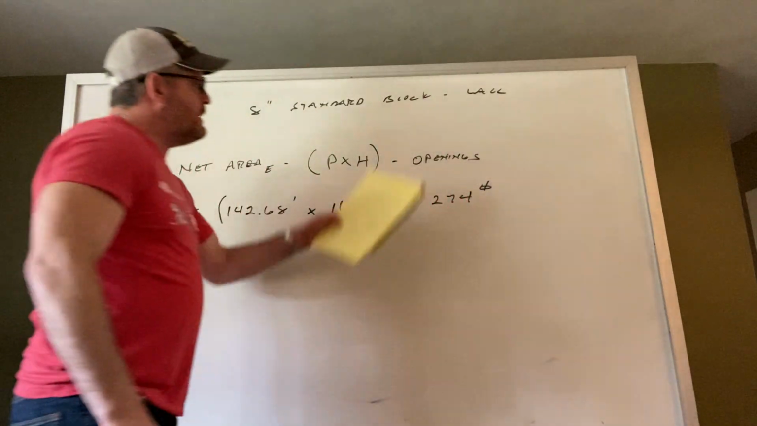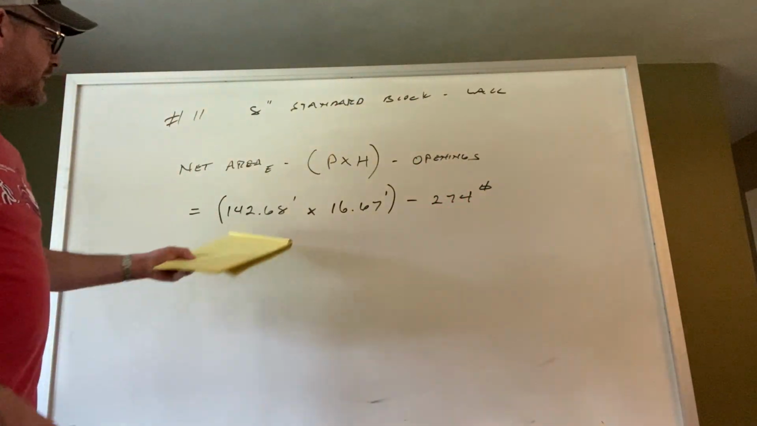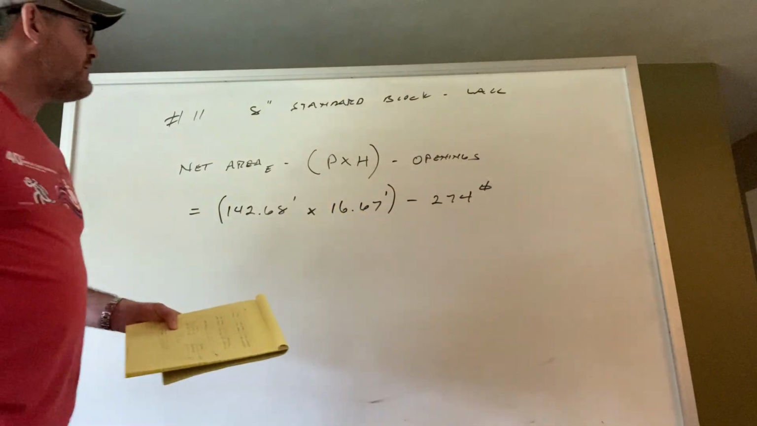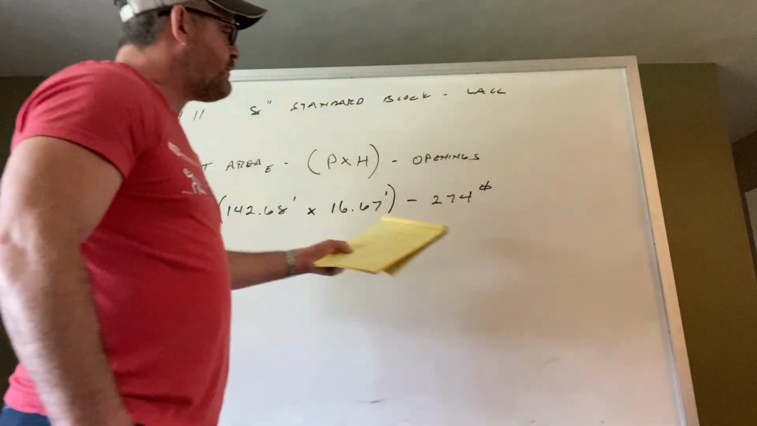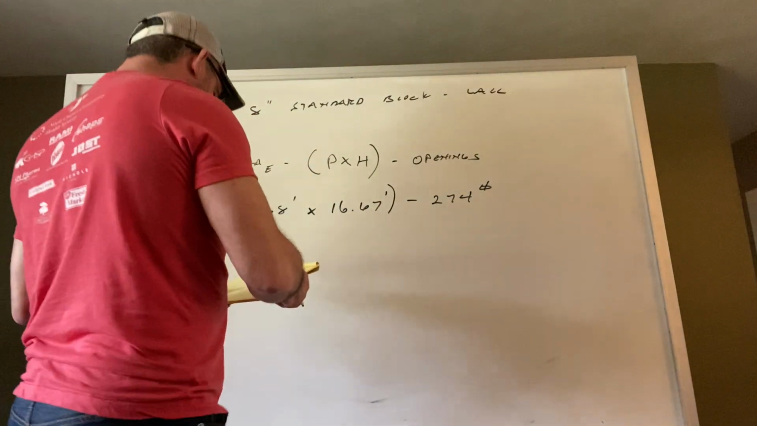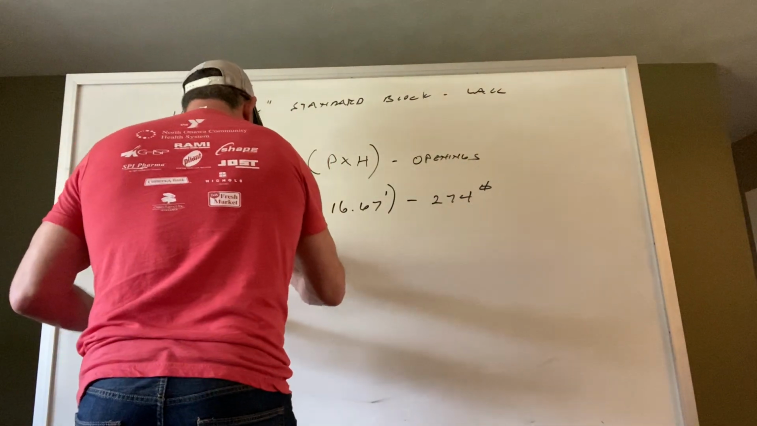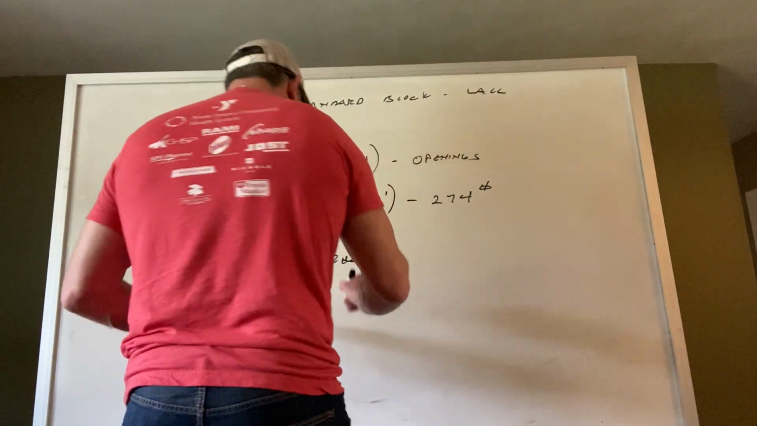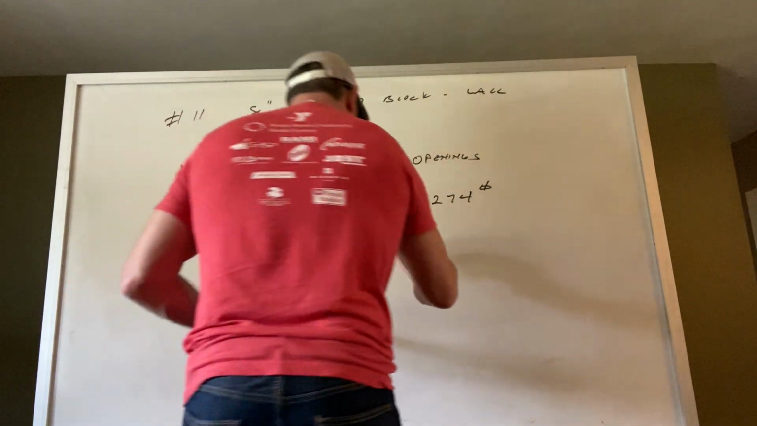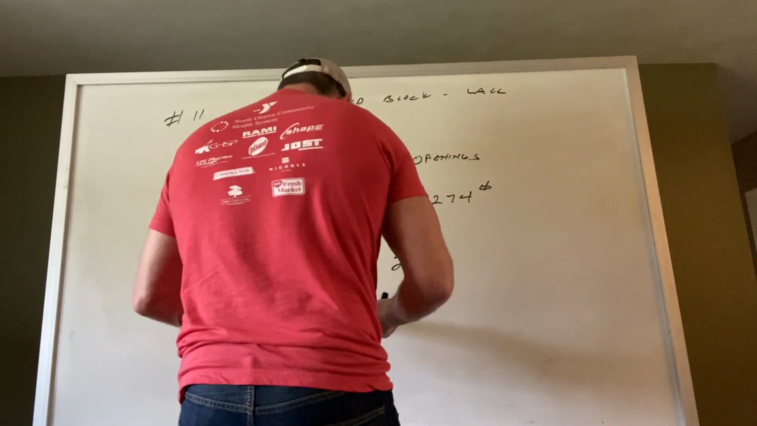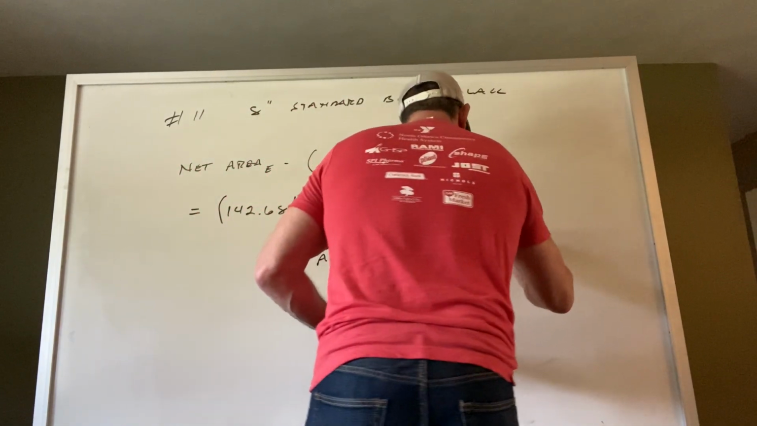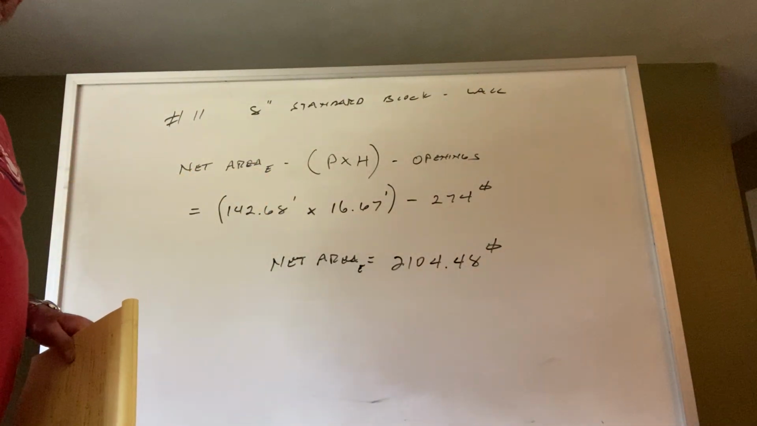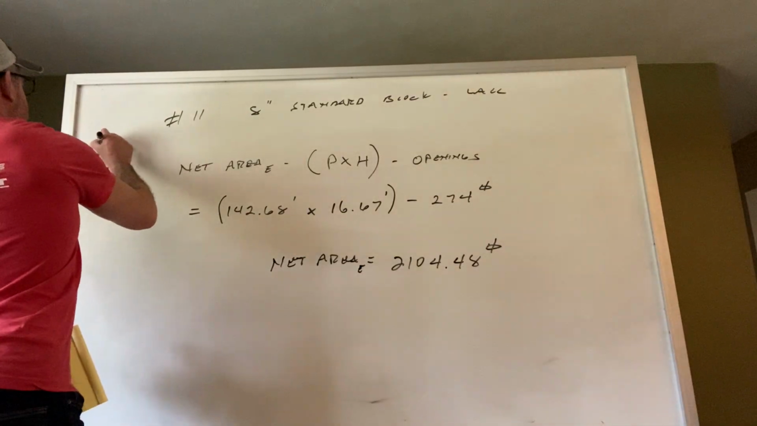All right, so now I can bring this all the way through. I can say 142.68 foot times 16.67 feet is going to give me an amount of square footage. And I subtract out my 274, which tells me that my net area, and again, everybody can do that on their calculator, my net area for my exterior is going to equal 2,104.48 square feet. Ultimately, that's the number I'm looking for, my net area exterior. All right, so let's hold that number over here.